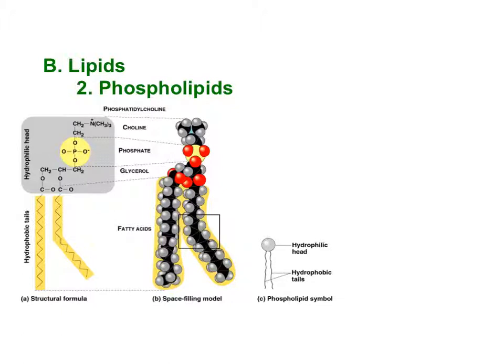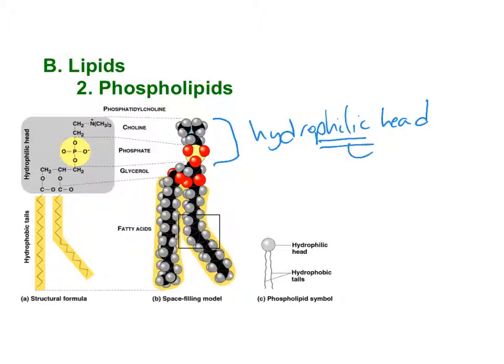The second category of lipid is a phospholipid. A phospholipid has a hydrophilic head, which means that it likes to bind to water. So philic for like. And then it has one to two hydrophobic fatty acid tails.